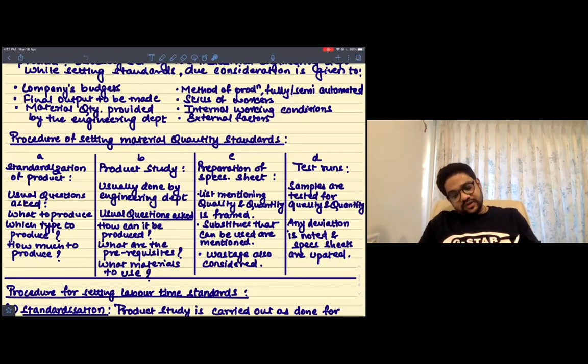Okay, how do you set up a quantity budget or an hour budget? The first step would be to standardize the product. Then you will study the product, prepare the spreadsheet, and do the test runs. So it's a very logical procedure. Standardization of the product means a set pattern as to how you're going to manufacture it. Then the product study is basically to understand how we are going to manufacture it and what the requisites are. Then we will create a spec sheet based on what all things we need, and finally we'll do the test runs.